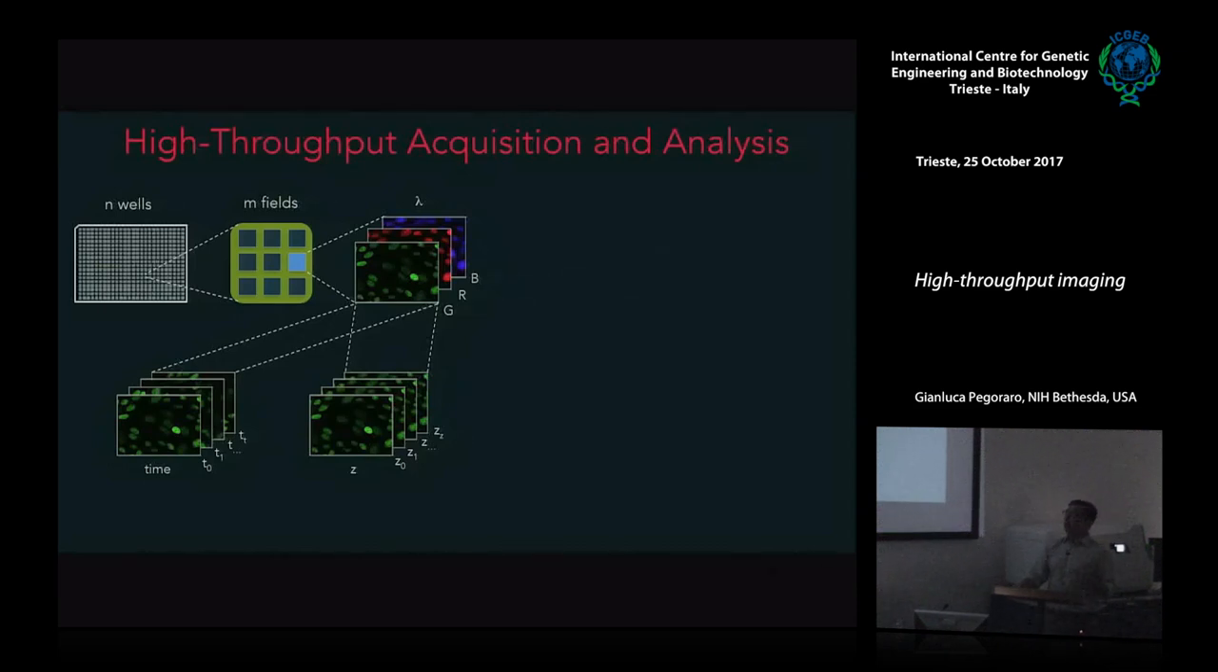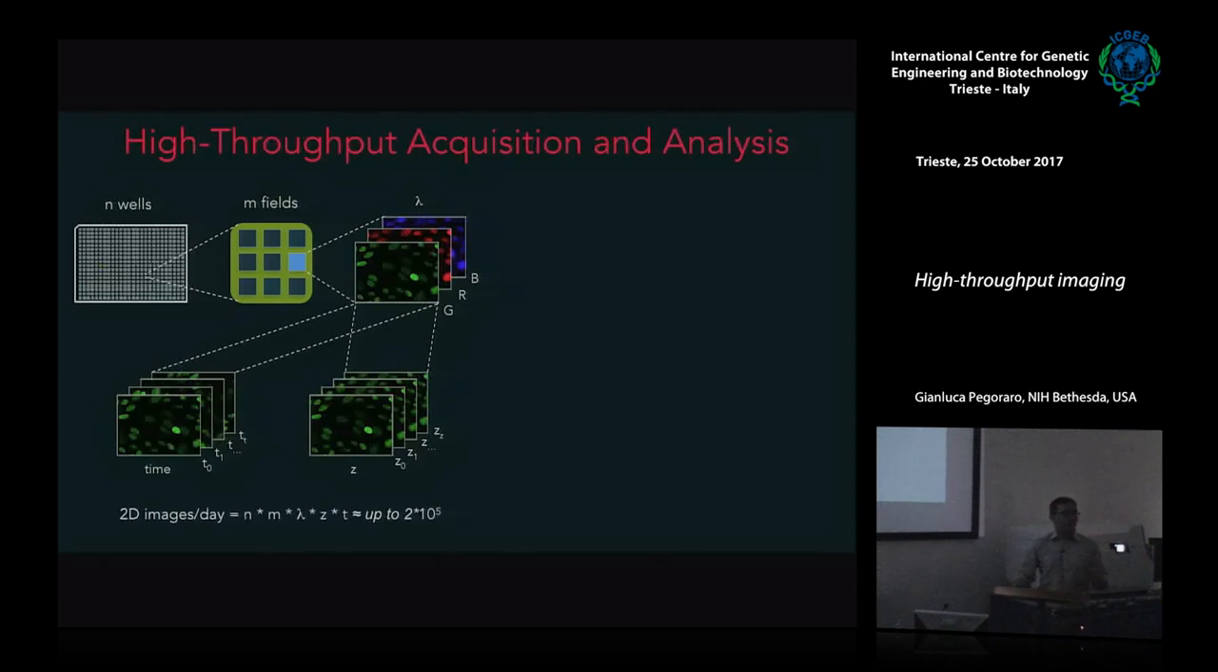And the truth is that usually researchers tend to focus on this part of the equation by acquiring images for a very large number of wells, for screens, large screens, and limit the numbers of fields of view and channels and really not use Z and time, or rather focus on a very small number of wells and really focus on time and Z.